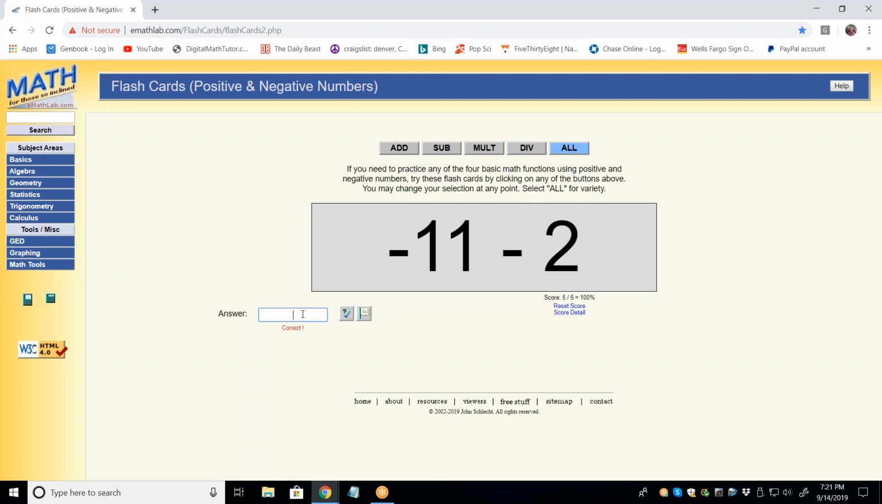Negative 8? No, 9. Nope. Remember what I'm going to do. I'm going to take that subtraction sign, the second dash. I'm going to turn it to a plus, and it's going to be minus 11 plus minus 2. It's really important you understand that process. Let me just go through it again.